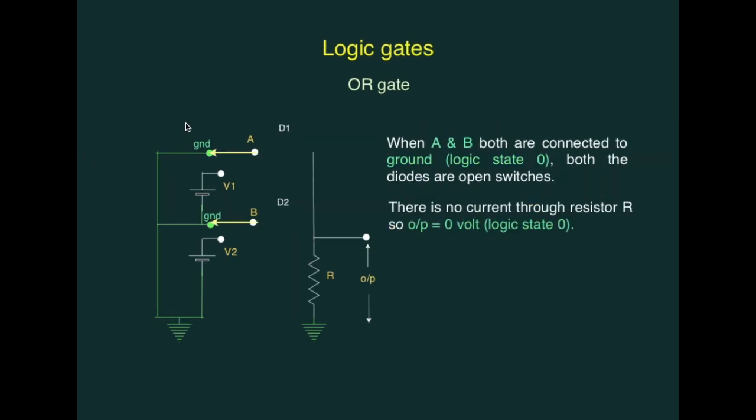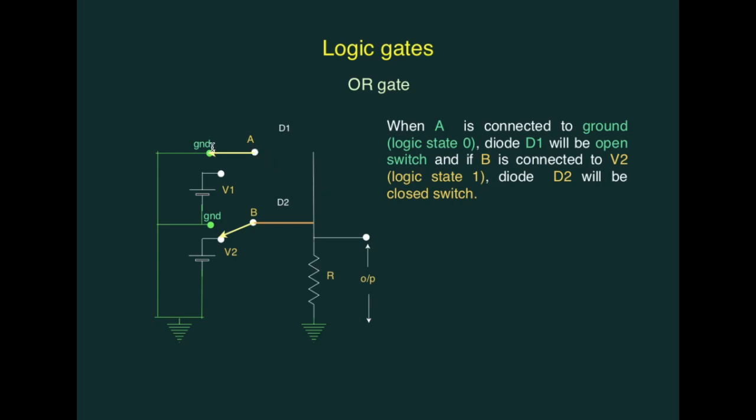Now let us assume that both the inputs A and B are connected to ground, that means they are in logic state 0. In this case, both the diodes will be acting as open switch because they will be reverse bias. Now there won't be any current flowing through the resistor R, that means the output voltage will be equal to 0 and that will be in logic state 0.